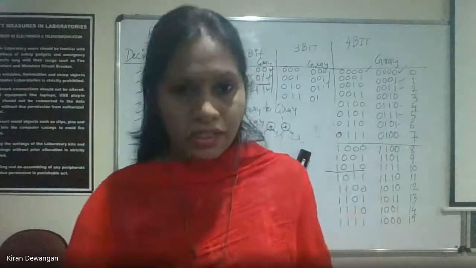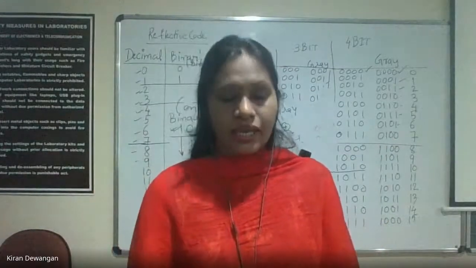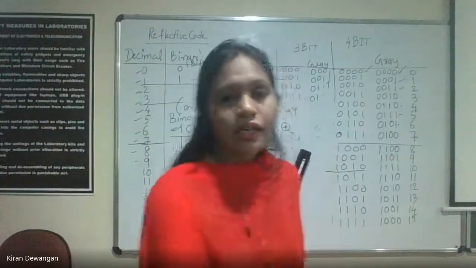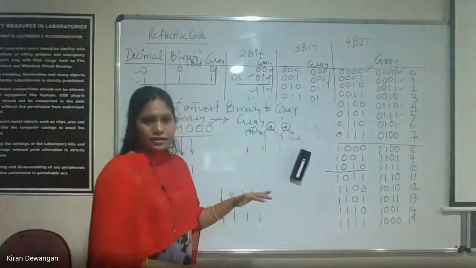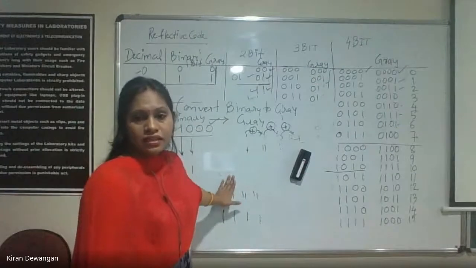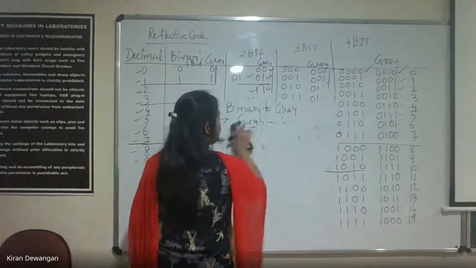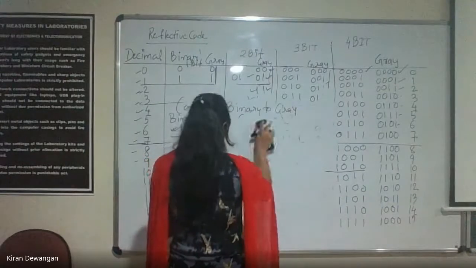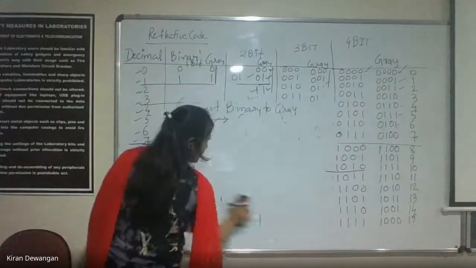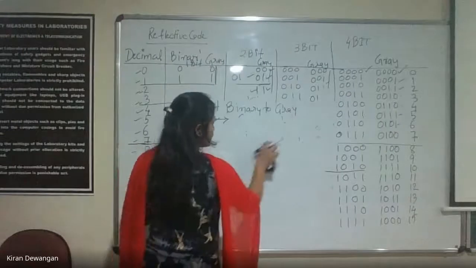I'll show you that shortly, just for the sake of knowing how binary to gray code works. Clear? So that is how we are converting. We are making use of XOR for converting binary to gray code.